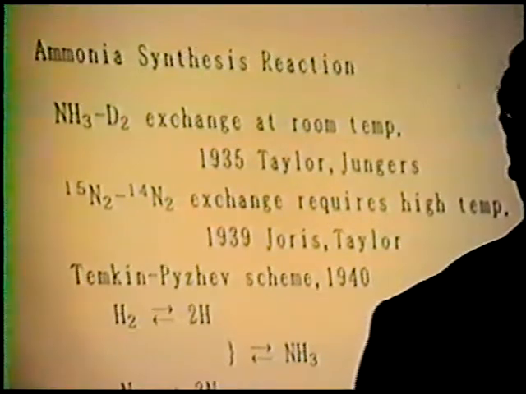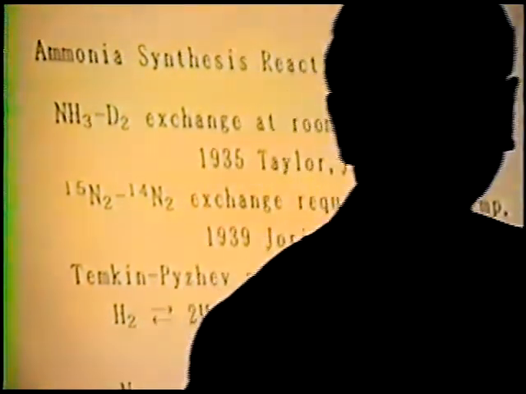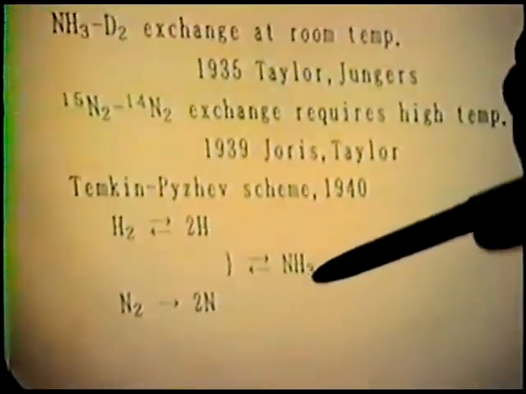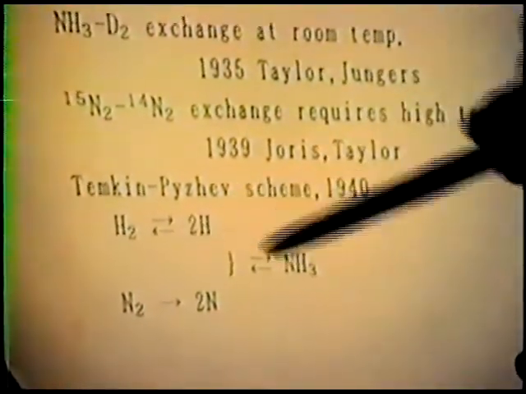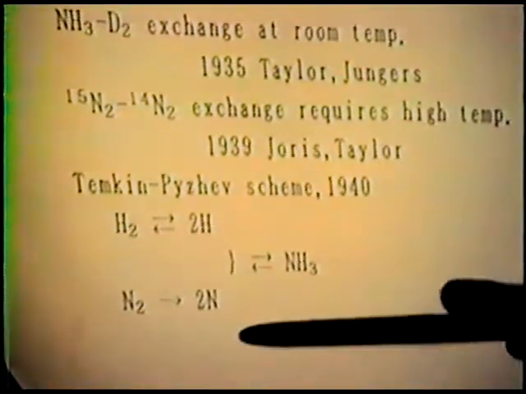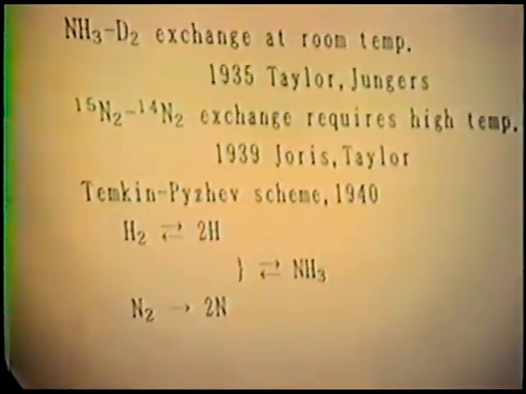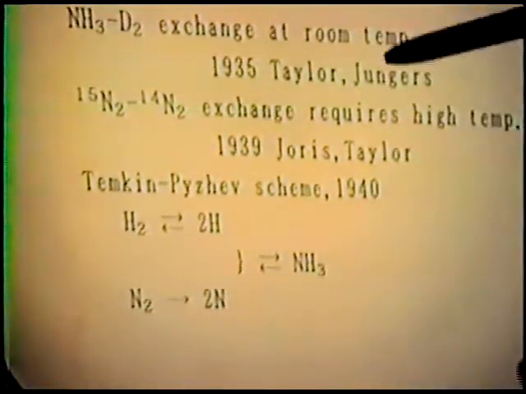And on the other hand, the isotope exchange reaction of dinitrogen requires high temperature. In this way, dissociation of hydrogen and exchange with ammonia, these steps are thought to be equilibrated or very fast as compared to the dissociation of dinitrogen. In this way, the scheme published in 1940 was qualitatively expected by these two exchange reactions.